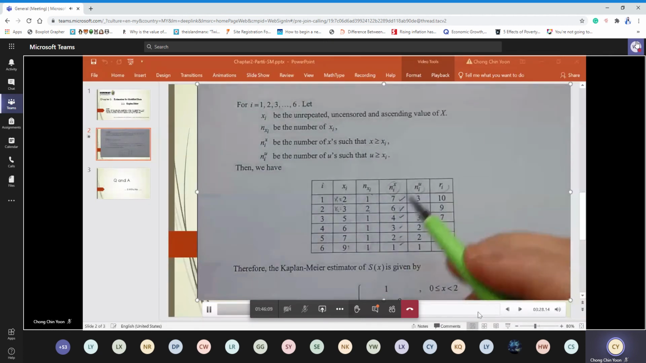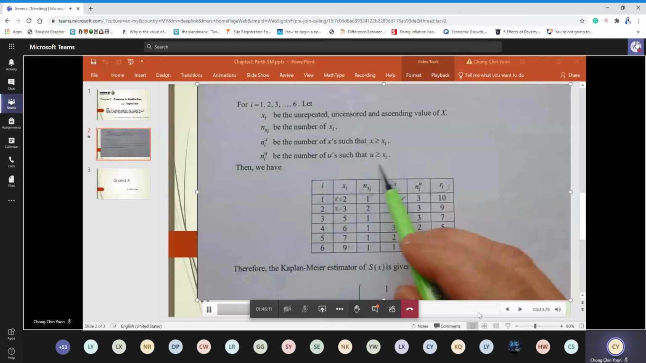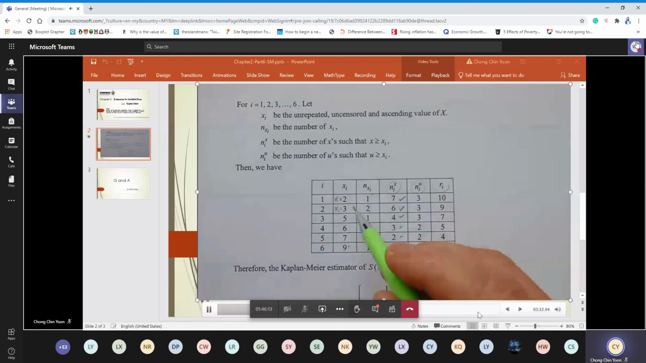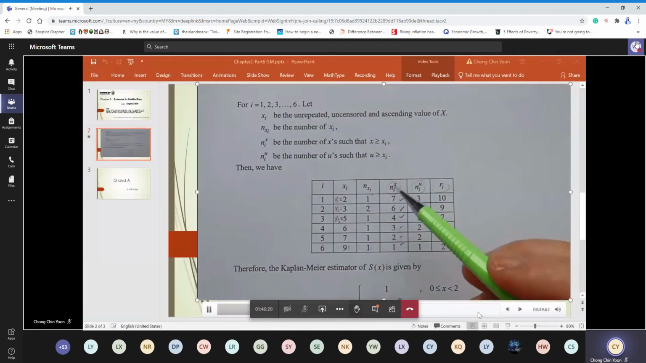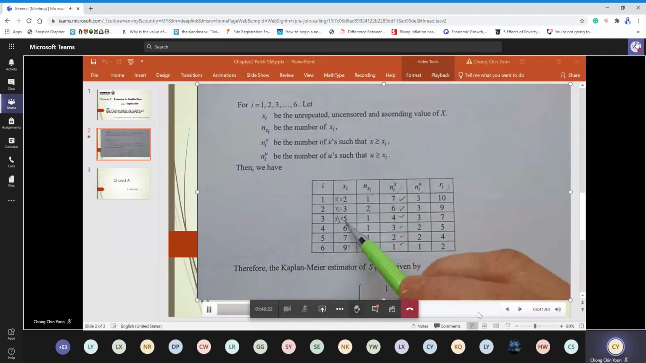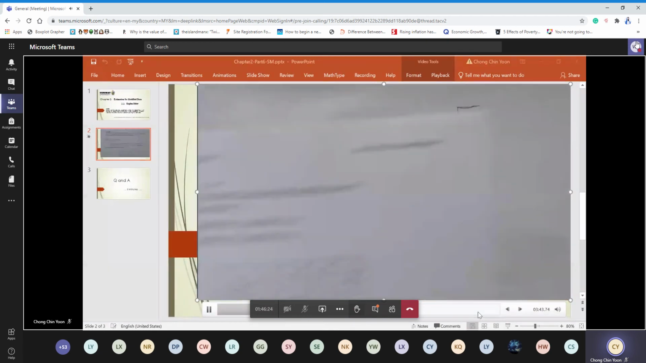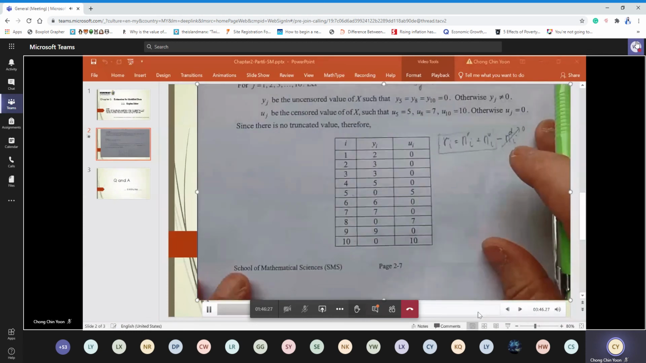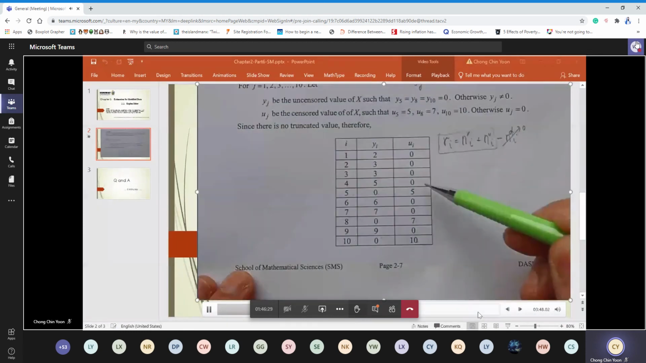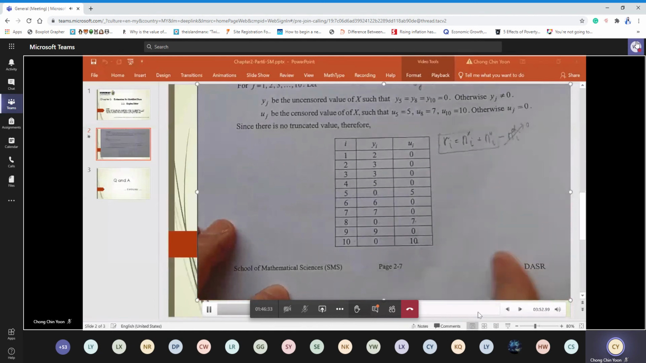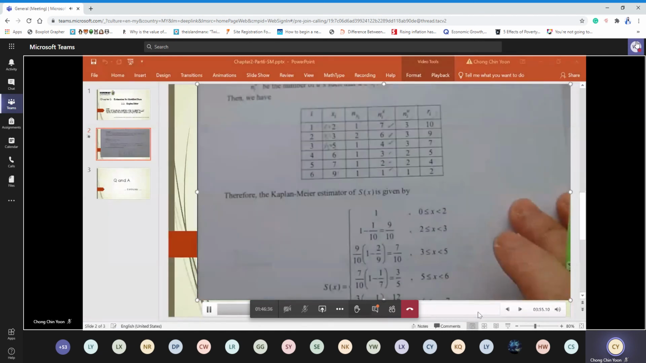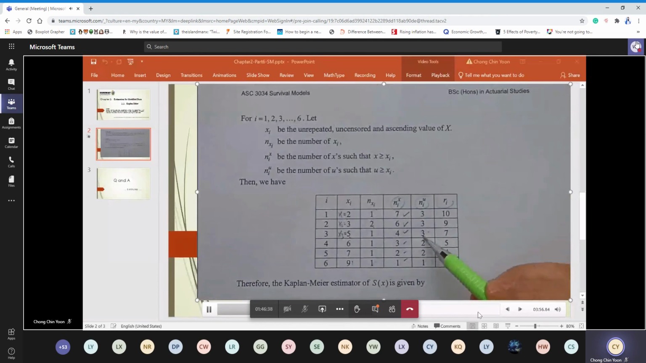Let's go to the u value. Let's say I choose x3 is 5. How many u values are more than or equal to 5? You can see from here. This is our u value. We have 1, 2, 3 values which are more than or equal to 5. So we have 3 values which are more than or equal to 5.